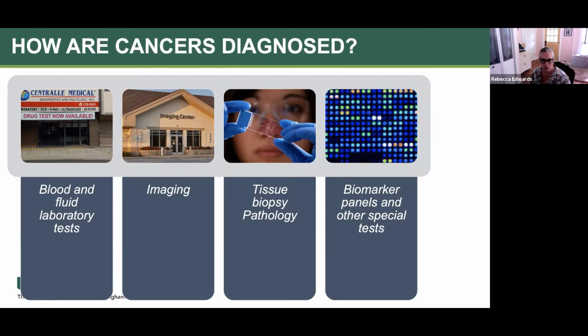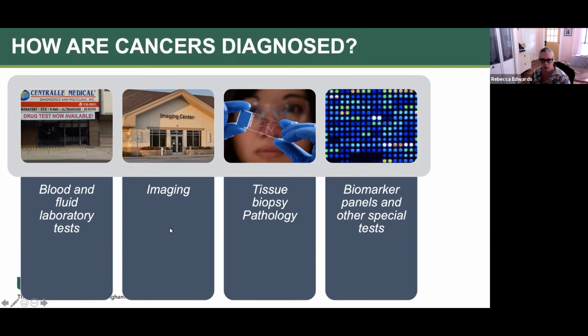If somebody, like a gentleman, comes in and complains of difficulty urinating, hematuria, poor flow, interrupted flow, a PSA may be drawn and may be very high, and that can lead to a prostate cancer diagnosis. Certainly imaging is a big part of diagnosing cancers. This can be anywhere from plain films or x-rays to CT scans, to MRIs, to PET scans, to bone scans, ultrasounds, et cetera. So imaging is a key component to looking for cancers.